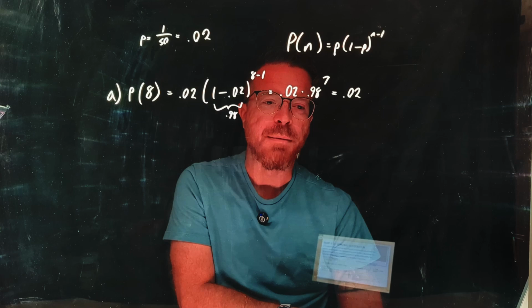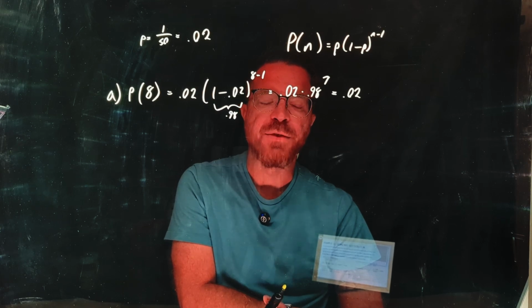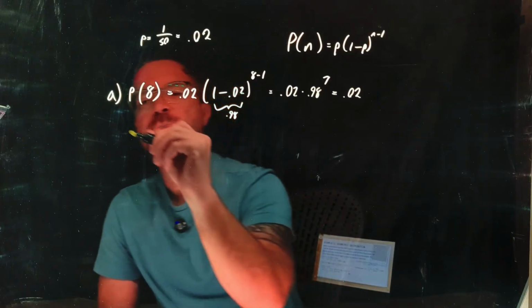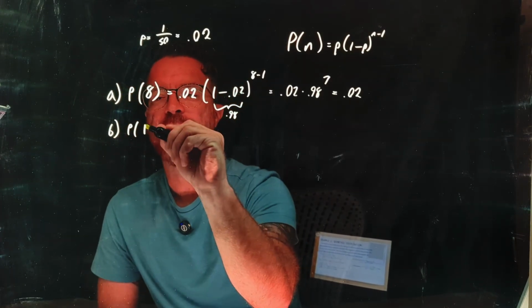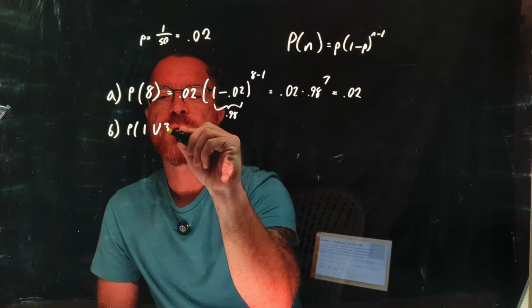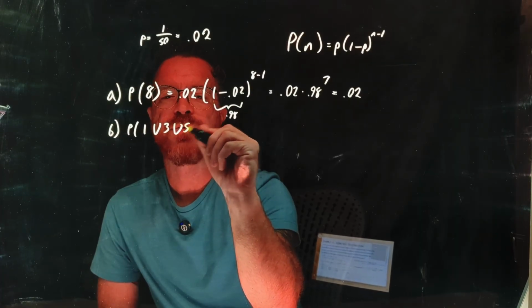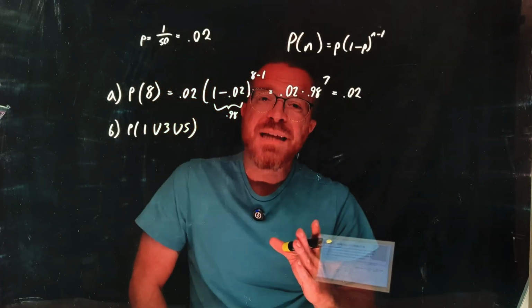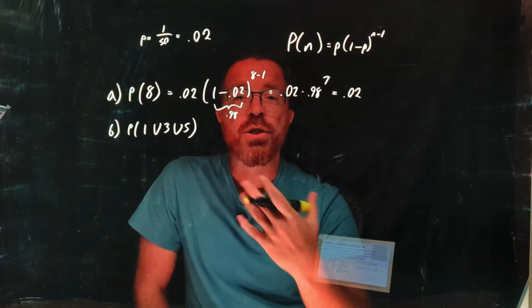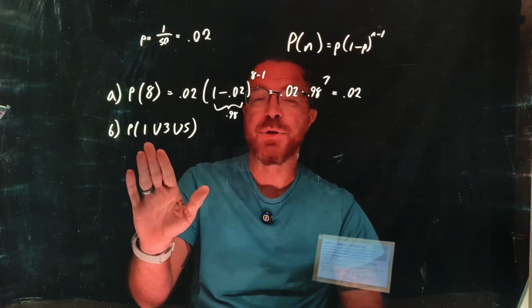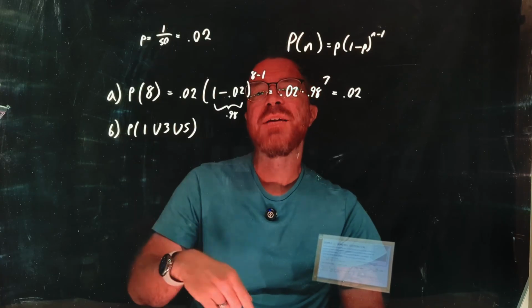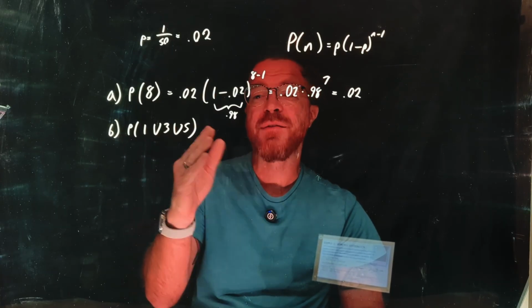The second part of the problem asks, what is the probability that the first faulty bulb is the first, third, or 5th bulb? So in this case, we want to know what is the probability our first faulty bulb is the first, or the third, or the 5th. Now notice that I wrote this using unions. This is an or statement because we would consider this acceptable if it was on the first bulb, or if it was our third bulb, or if it was our 5th bulb.